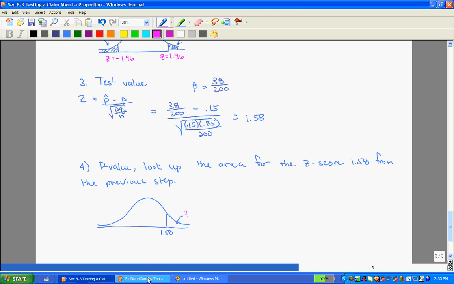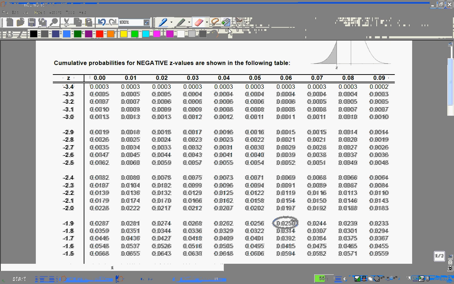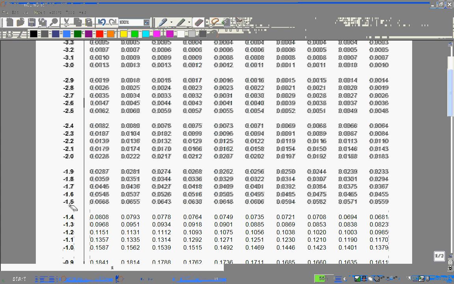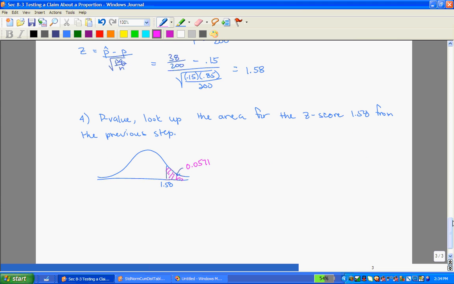So I go to my normal table, and because this is a tail value, I'm going to use the negative values, but we know that we're really on the positive side. So 1.58, there's 1.5, and go all the way over. So we're right here, 0.0571. So this area is 0.0571.